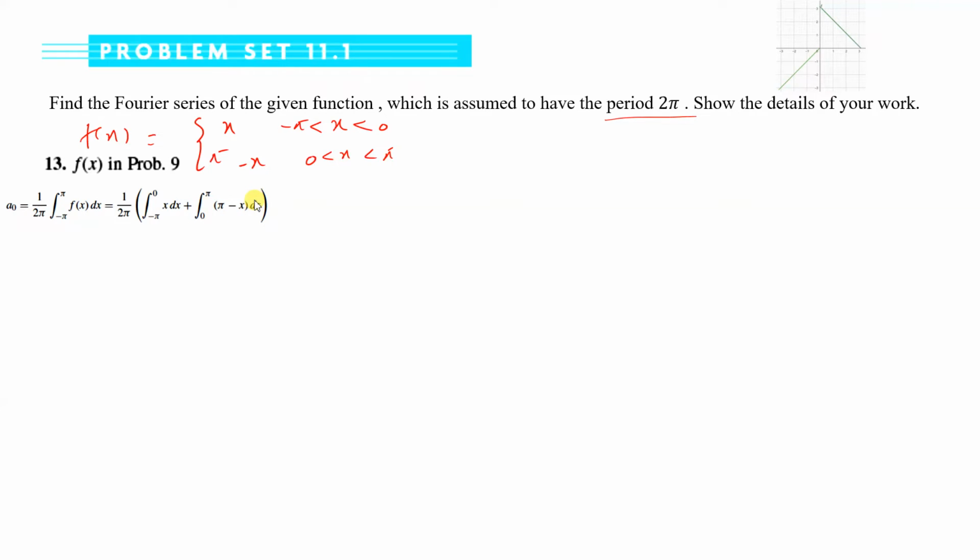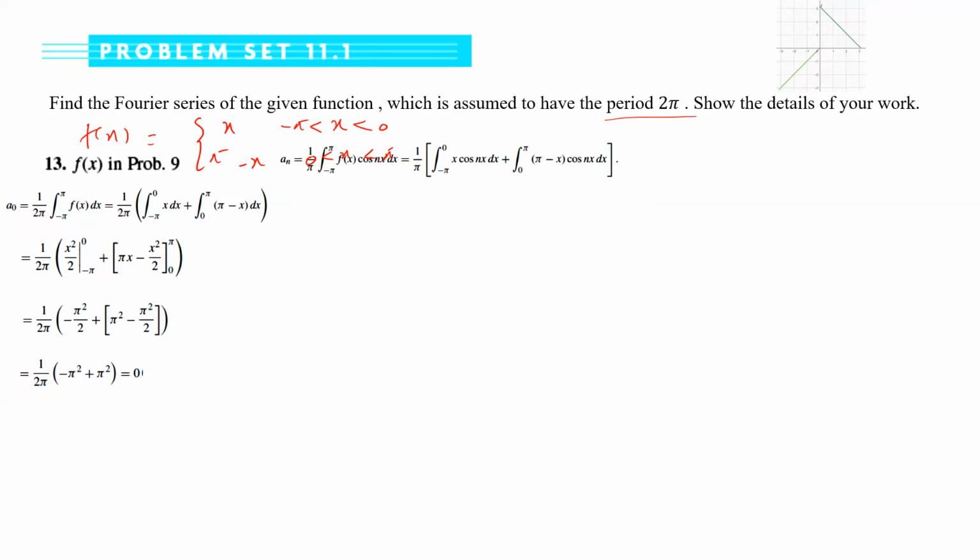Now let's evaluate these integrals. This is a very simple integration. The integral of x is x square over 2, with limits minus pi to 0, and the integral of pi minus x is pi x minus x square over 2, with limits 0 to pi. After plugging in, we have a naught is equal to 0.